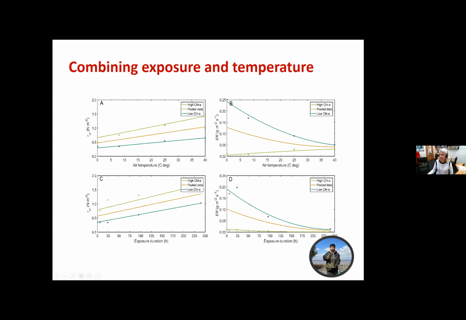And he did it for both high chlorophyll and low chlorophyll samples. Now the tau, the critical erosion threshold, was pretty much well modeled with a linear fit, whereas the erosion rate was more an exponential fit. So he developed a relationship between exposure and temperature.